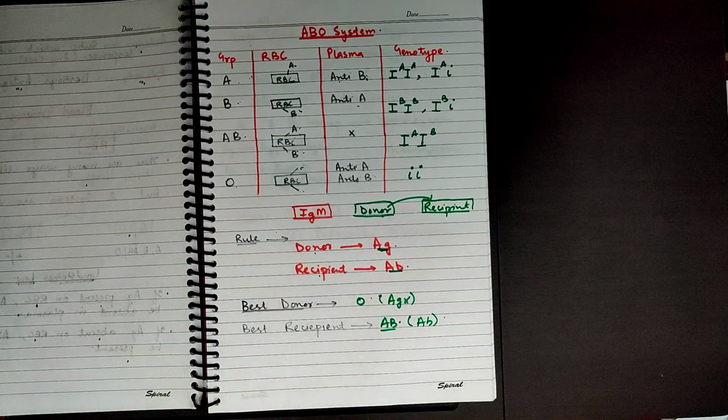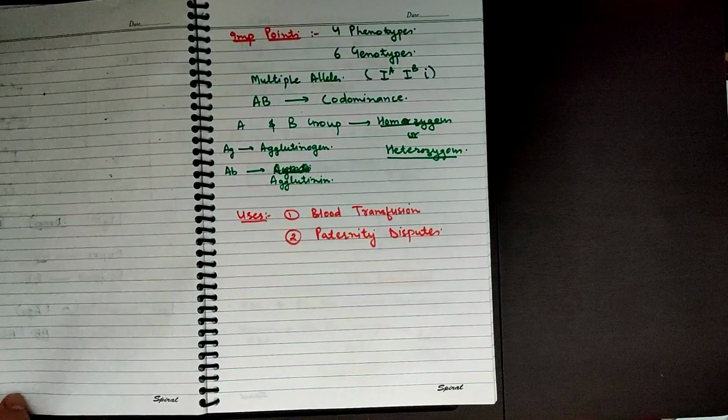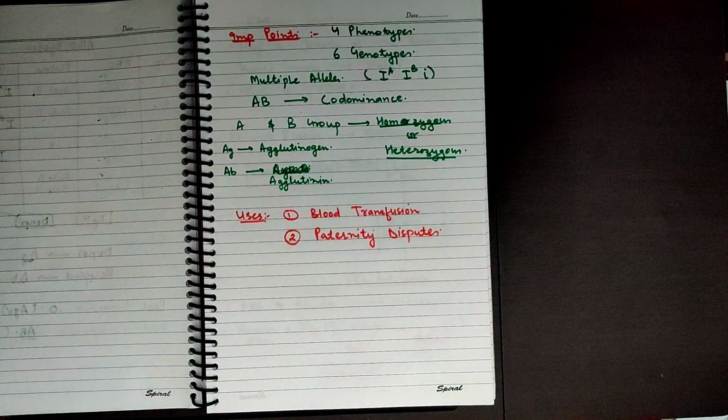So this is regarding the ABO system, how we see the transfusions, which blood group we can give and which blood group we cannot give. Okay, so there are certain points related to this process. I want the people who are appearing for NEET to remember these points.